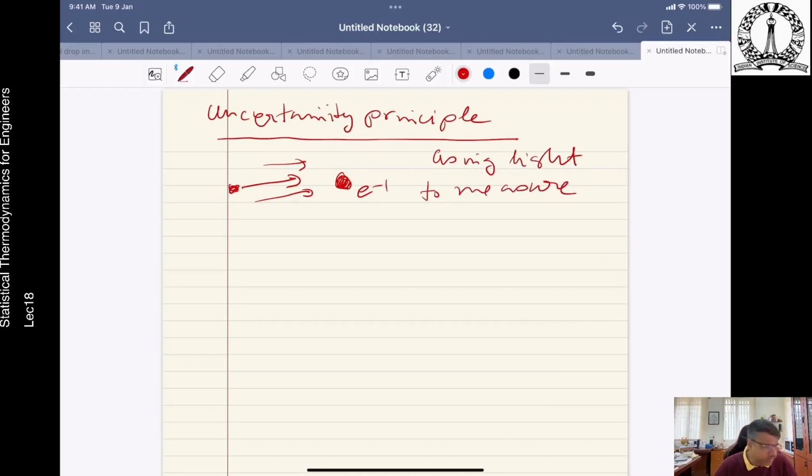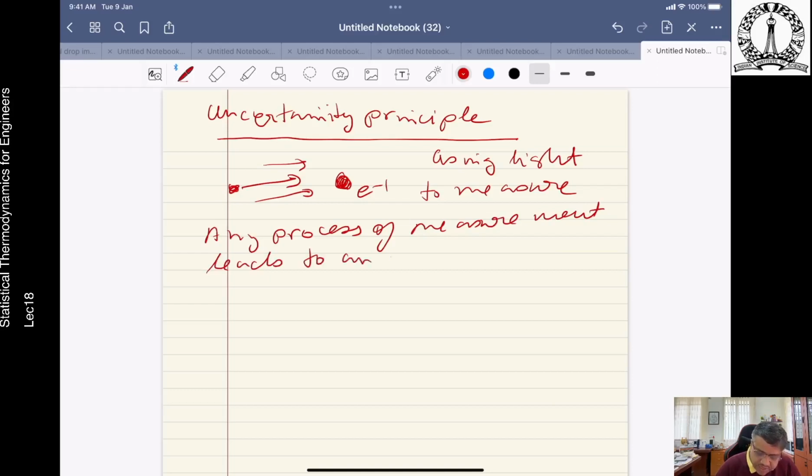Now, any process of measurement leads to an inherent uncertainty in the position of the electron.